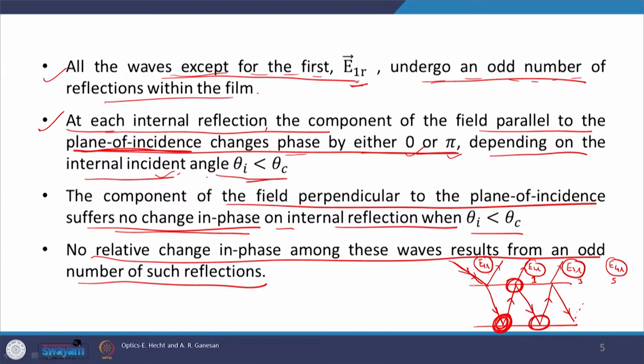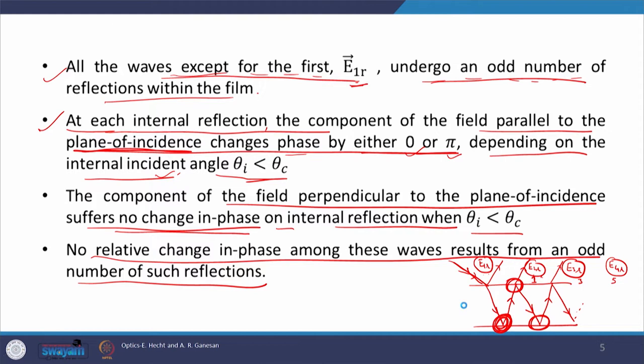Therefore, E2R will be in phase with E3R. Similarly, E3R will be in phase with E4R. But there is no comment on whether E1R is in phase with E2R. Till now, we have not talked about the phase which the waves accumulate due to the path difference. We are just talking about the phase the waves accumulate due to the reflections.